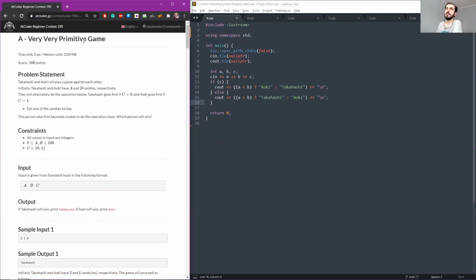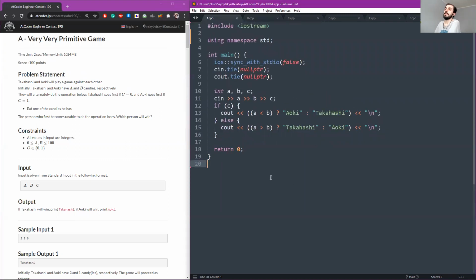So problem A is a very primitive game. We have two people who repeatedly eat candies alternately. The only difficulty is that there's a variable C that corresponds to who goes first. Whoever runs out of candies first loses. We therefore always have a winner and want to print the winner.